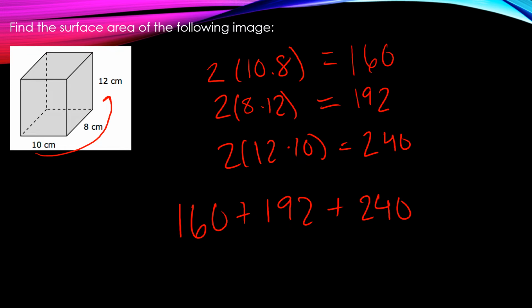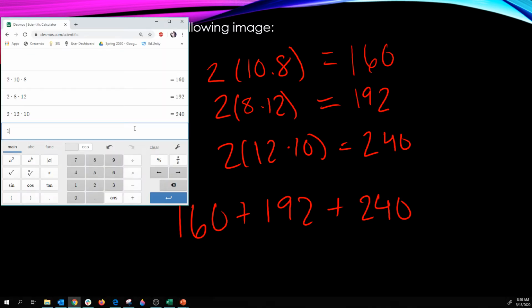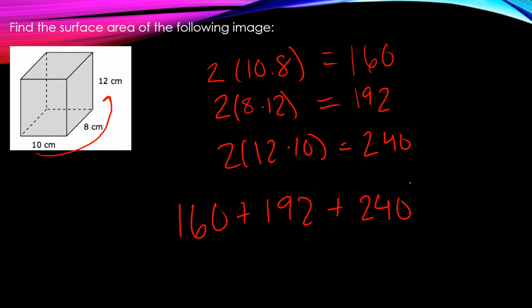So, bring back our calculator. 160 plus 192 plus 240 gives me 592. So the surface area of this box is going to be 592.